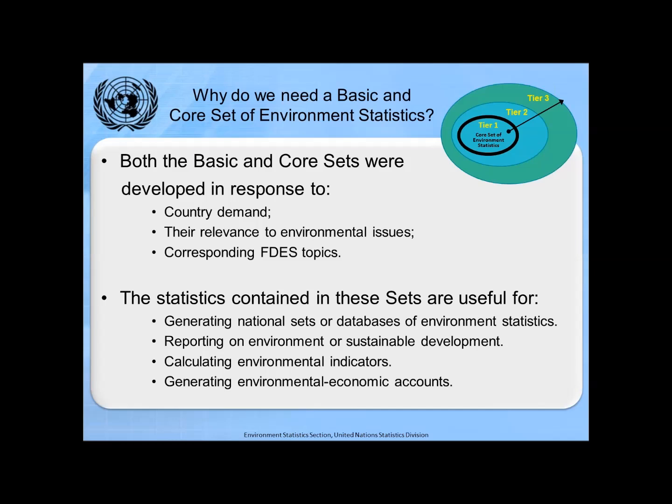So we went through all the different issues and tried to come up with the most important statistics that would be useful. I would like to emphasize here that these are statistics, so they're not indicators. We were asked by our statistical commission to focus on statistics. The difference is very simple: an indicator would be like the proportion of forest area over land area, whereas that includes 2 statistics, and what we have included in the basic set is the individual statistics, so the forest area and the land area.